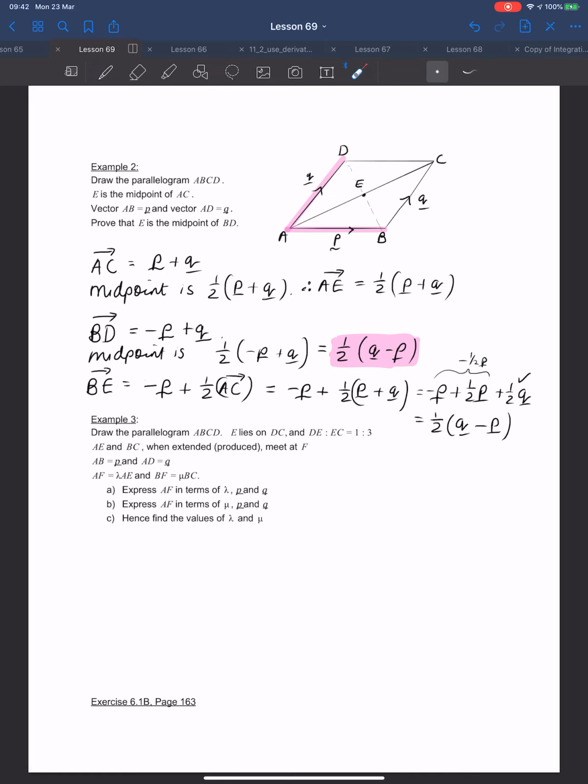There. And look, they're the same. The two pink squares are the same. Okay. So that proves that B to E is the midpoint.